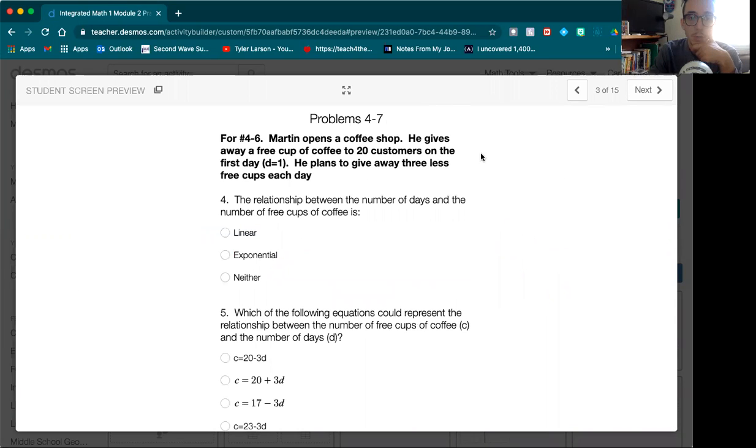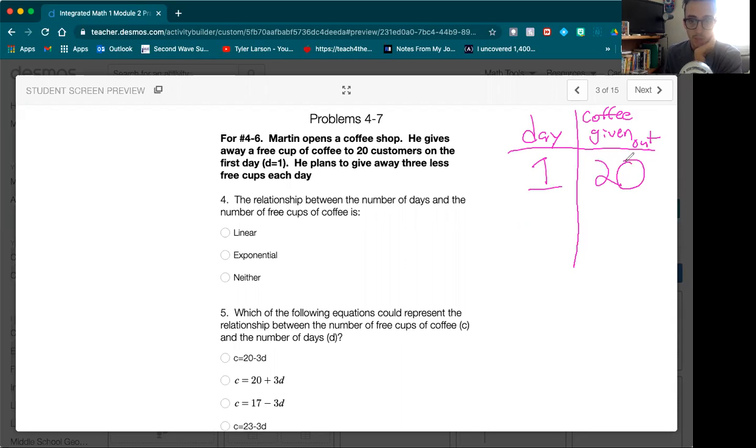All right. Martin opens a coffee shop, gives away a free cup of coffee to 20 customers on the first day when D equals 1. I'm going to set up a little table here. I'm going to have this as the day, and this as coffee given out for free, but you know what I'm talking about. So on day 1, 20 free cups are given out.